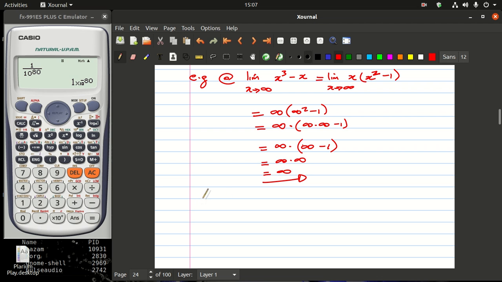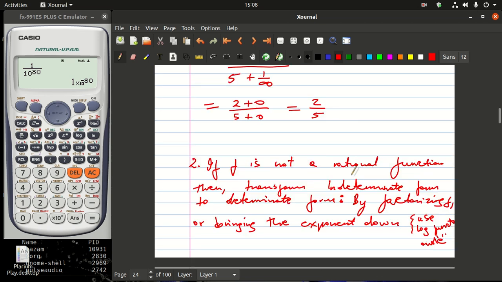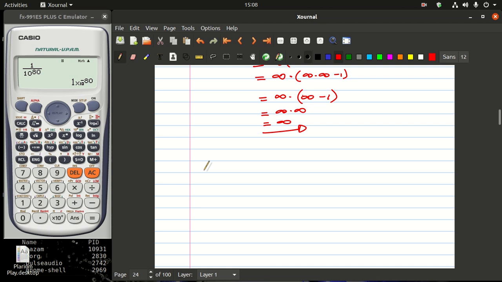So we can factorize and see what we are getting in this particular case. We just manipulate this whole thing and see what we get. So that was the second method of solving this. The last method is this.